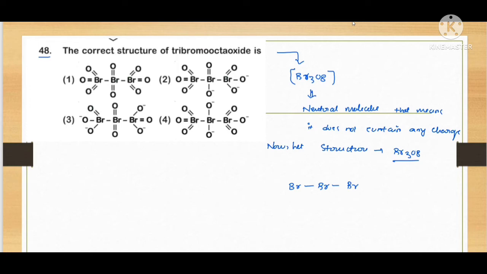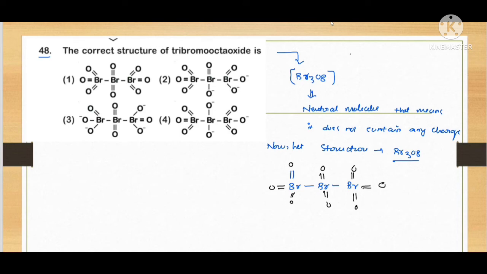Here 3 bromines are present. The 8 oxygens are double bonded with bromine. Double bond, oxygen, double bond, and so on for each of the oxygens.